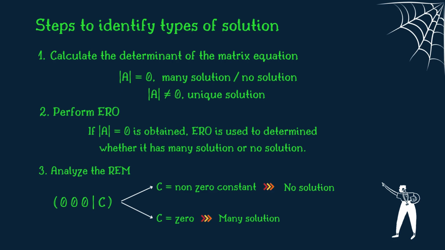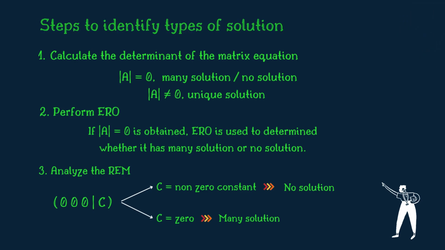If the determinant is equal to 0, elementary row operation is used to determine whether it has many solutions or no solutions. Lastly, the row echelon matrix is analyzed. If the value of C at the third row as shown in the slide is a non-zero constant, it has no solution. If the value is 0, it will have many solutions.